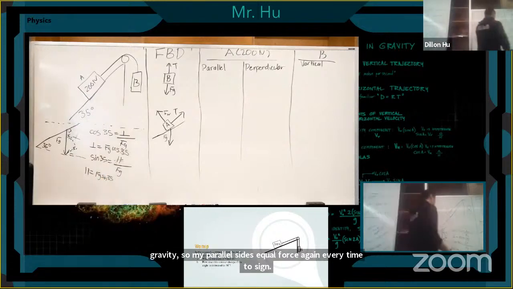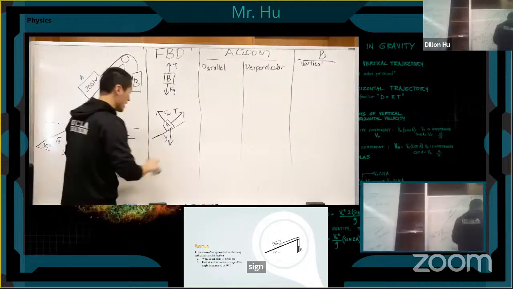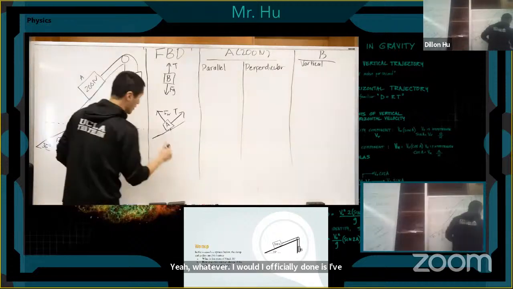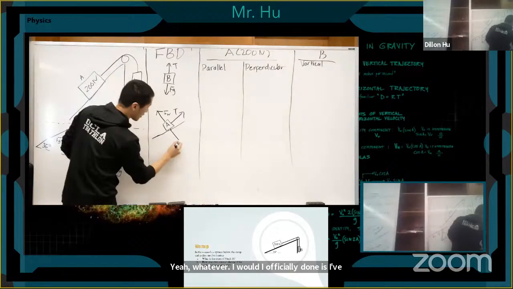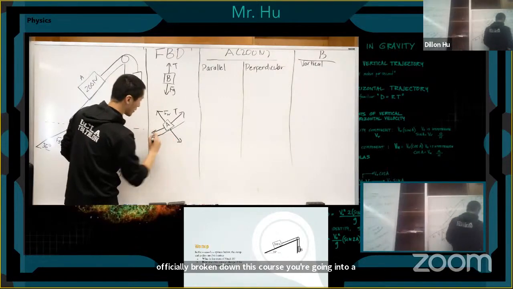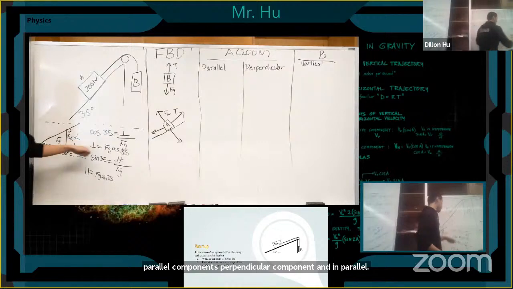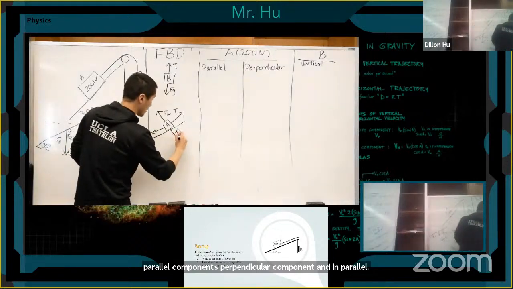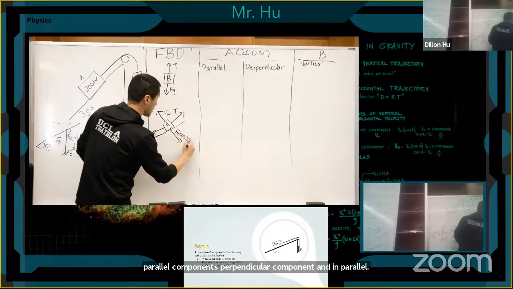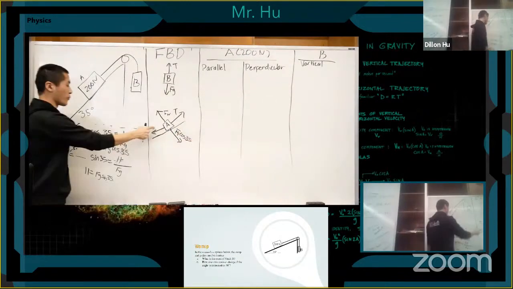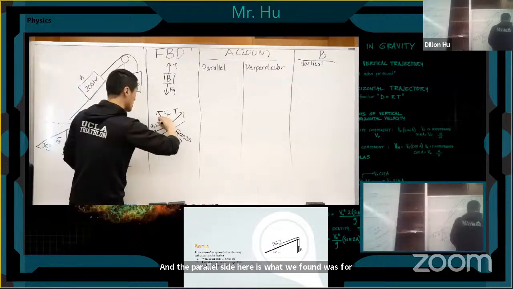So now what I've officially done is I've broken down this force of gravity into a perpendicular component and a parallel component. The perpendicular component, as we found earlier, was force of gravity times cosine 35. And the parallel component is force of gravity times sine of 35.